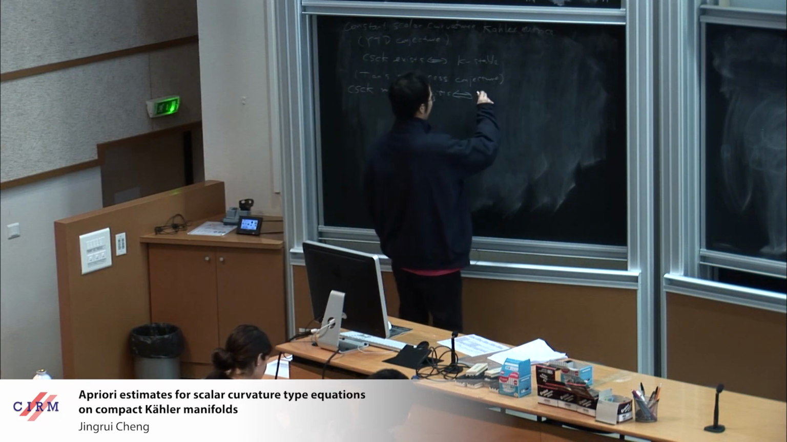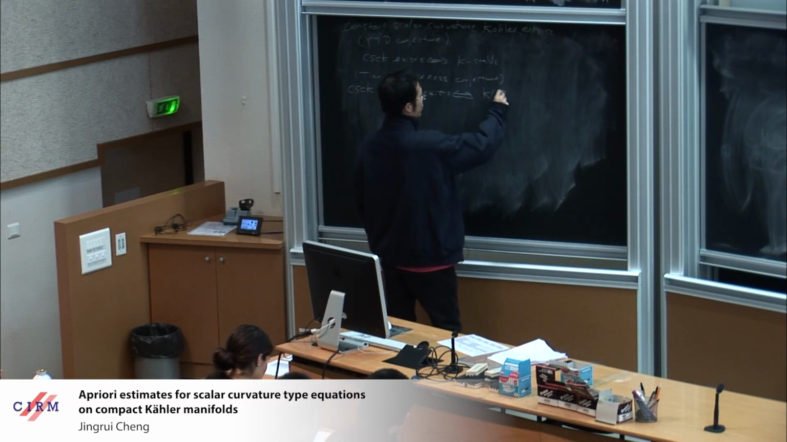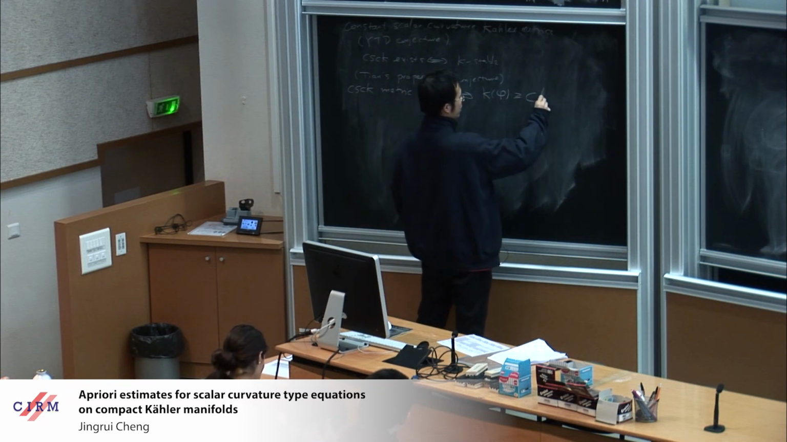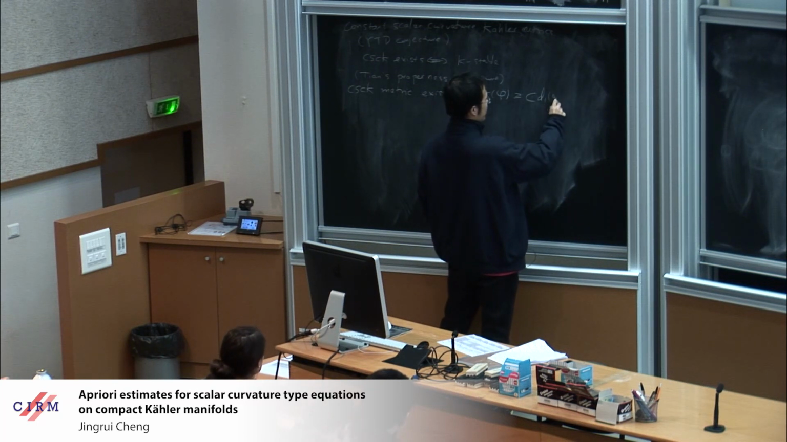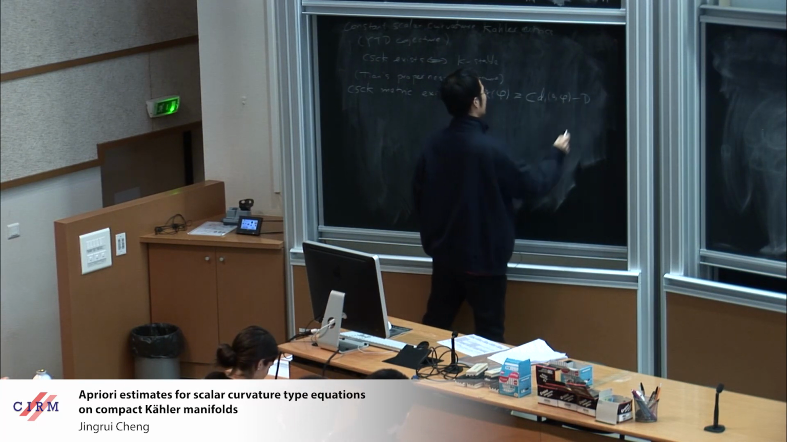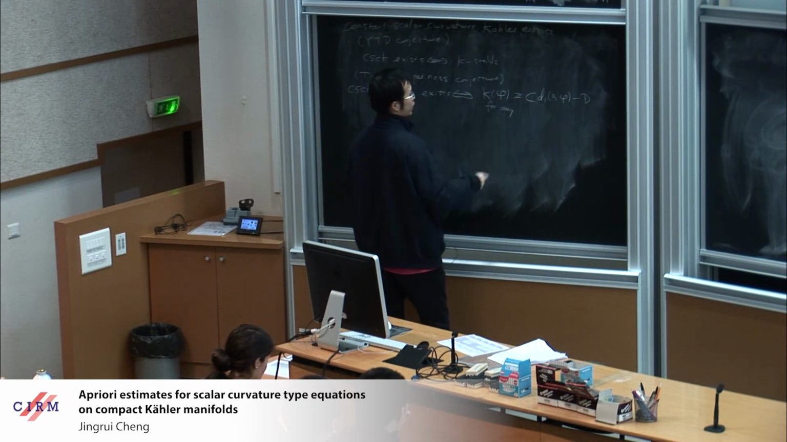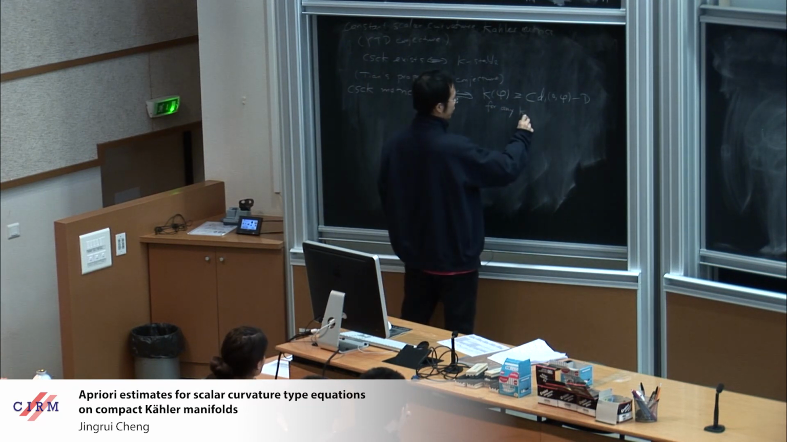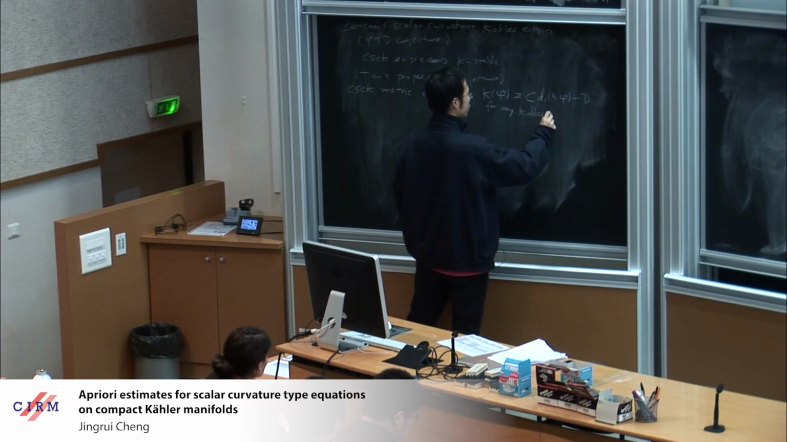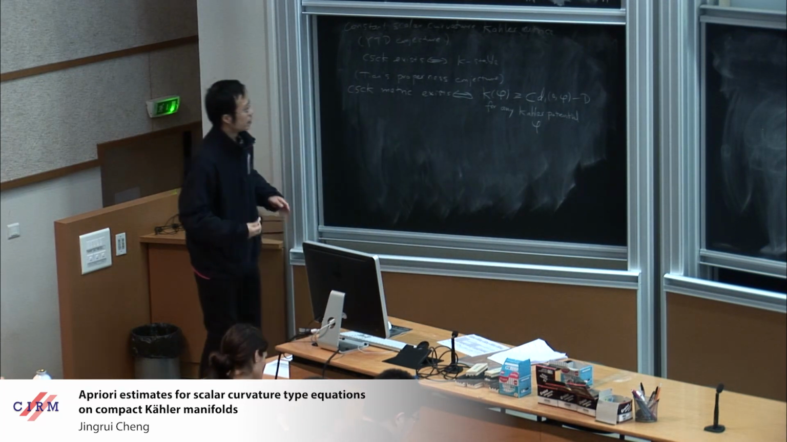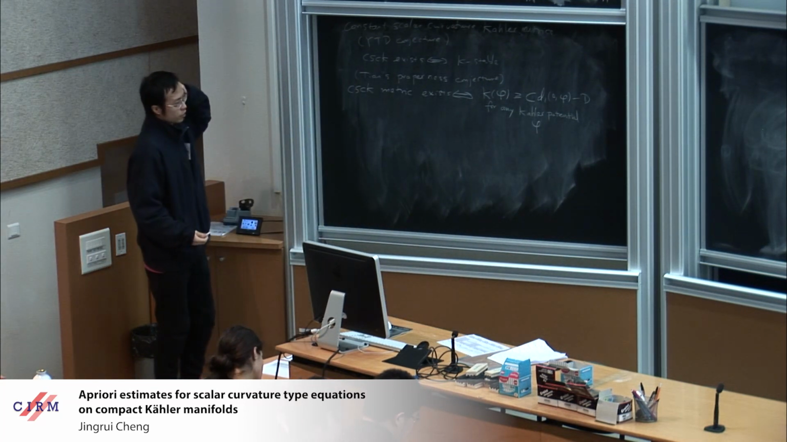In other words, you have the K-energy bigger than or equal to C times the distance, let's call it for now the d1 distance, for any Kähler potential phi. So I'll explain the meaning of this conjecture.